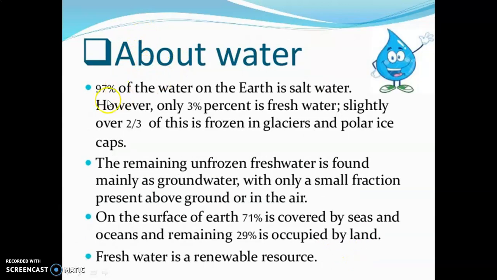About 97% of the water on the earth is salt water. However, only 3% is fresh water. Slightly over 2/3 of this is frozen in glaciers and the polar ice caps. The remaining unfrozen fresh water is found mainly as groundwater, with only a small fraction present above the ground or in the air. On the surface of the earth, 71% is covered by seas and oceans, and the remaining 29% is occupied by land.